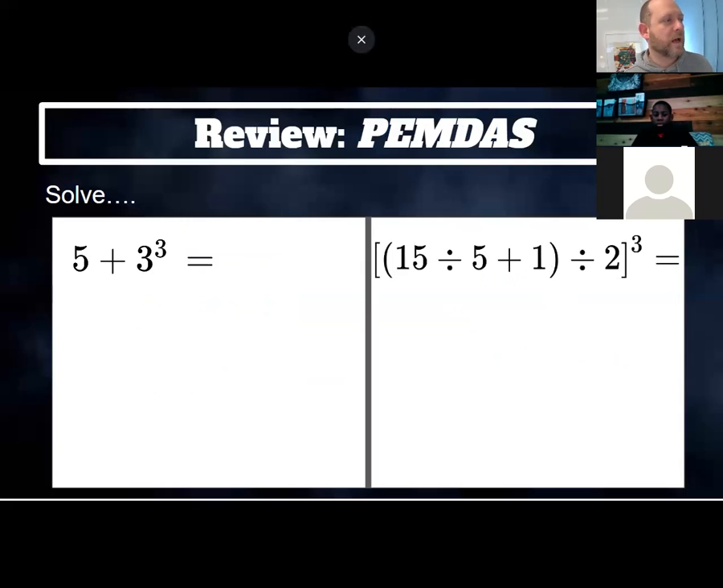I'm going to move that. I don't think you can see all my pictures there, but just in case you can. So you got 5 plus 2 to the 3rd power, or cubed, and then you got the quantity 15 divided by 5 plus 1 divided by 2, and that whole thing is cubed. Let's go ahead and try those 2 out. The second one looks horrible, but it's not as bad as you might think. Give these guys a shot.